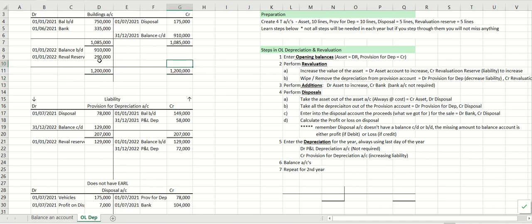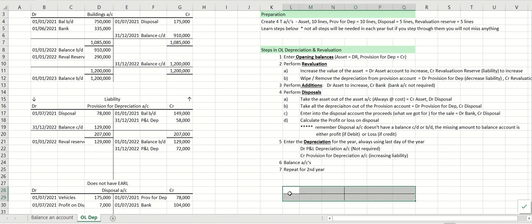The side that is the biggest is going to be the total on both sides: 1.2 million, our new revalued amount. Balance CD will be above the total on the smaller side, 22, the last day of the year. Balance BD will be below the total on the opposite side, and it's the same value as balance CD always. That's that one balanced. Now we're going to do the same for this one here.